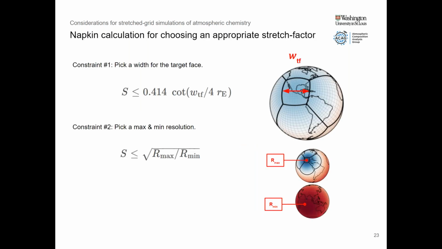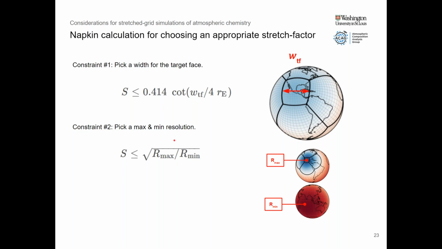Okay, so we did want to go one step further and come up with a way to provide some guidance on how to constrain that, to provide a constraint for the upper limit for the stretch factor. What we came up with are these two really simple constraints that you can use. The first is picking the desired width of your target face. I'm illustrating W here. If you plug the width that you want in there, it'll tell you how high of a stretch factor you can use to satisfy that.